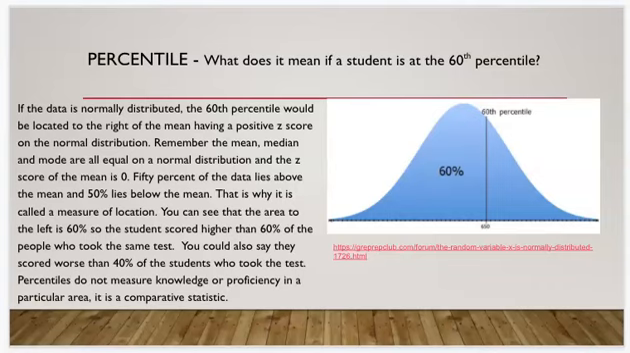You can see the area to the left under the curve is 60%, so the student scored higher than 60% of the people who took the same test. You could also say that they scored worse than 40% of the people who took the test. The 40% would be up here. Percentiles don't measure knowledge or proficiency in a particular area. It is a comparative statistic. So remember, percentiles can be calculated whether or not the distribution is normal.